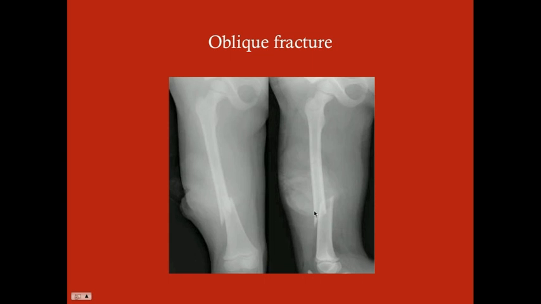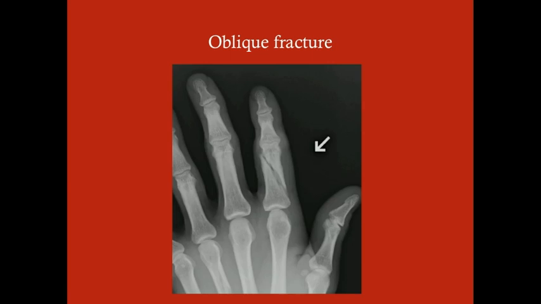So where exactly you start saying they're oblique as opposed to transverse, I wouldn't worry about. Just know that if it's roughly perpendicular to the long axis, it's transverse. If it's diagonal, it's oblique. And here's another one of the metacarpal.